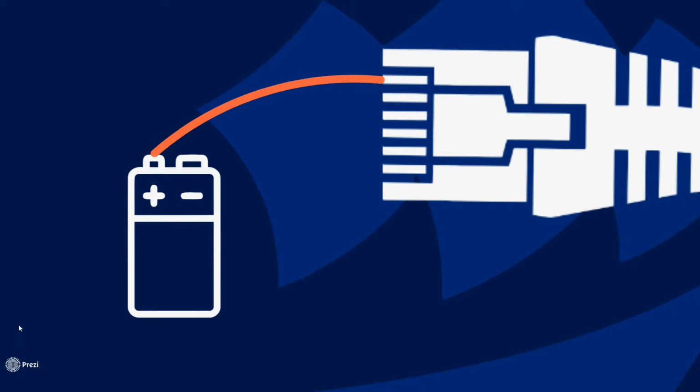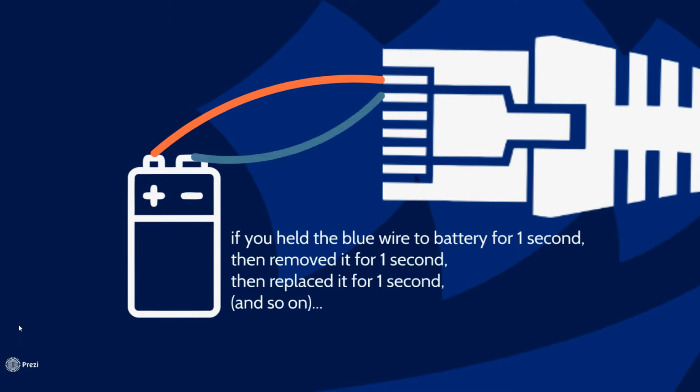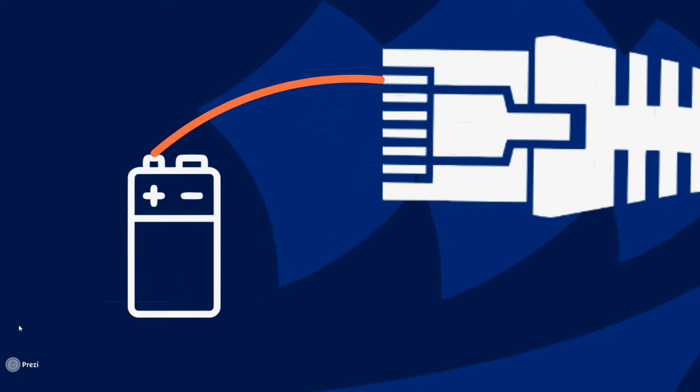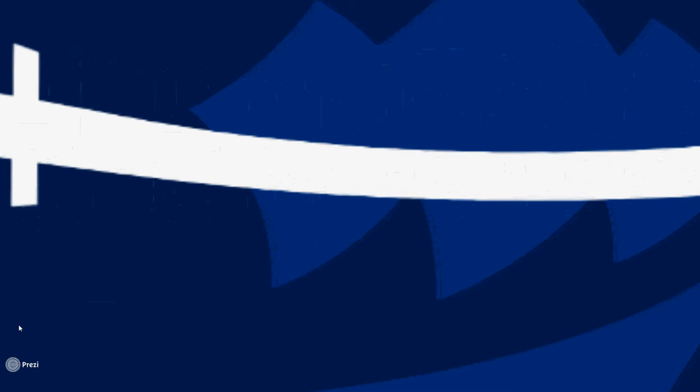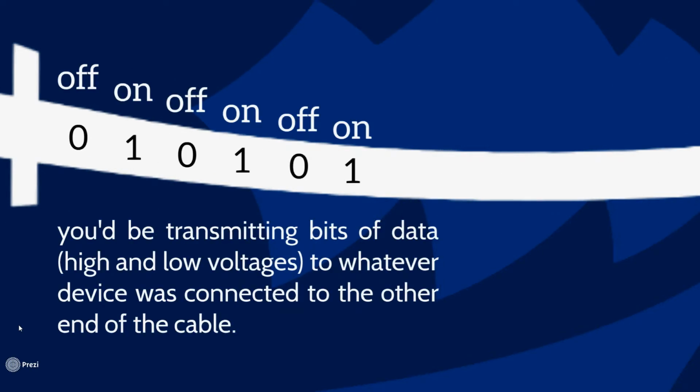But let's just pretend you had a battery and you connected the positive terminal of that battery to one of the wires in a cable, and you did the same with a negative terminal, attached to a wire in the cable. You would have made a circuit. And let's pretend you held the blue wire to the negative terminal of the battery for 1 second, and then you removed it for 1 second and put it back on for 1 second, alternating like that once every second. You'd essentially be transmitting data down that cable, offs and ons and ones and zeros.